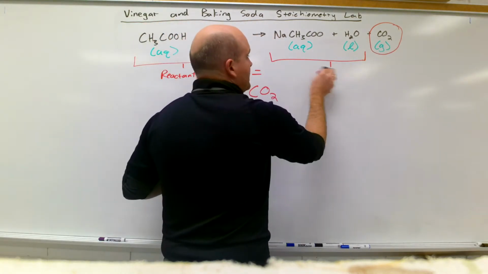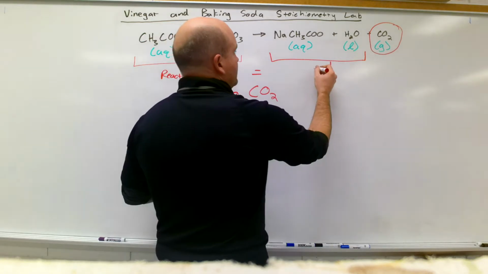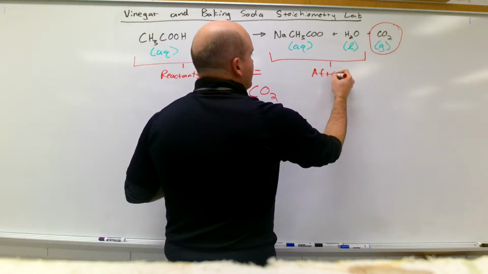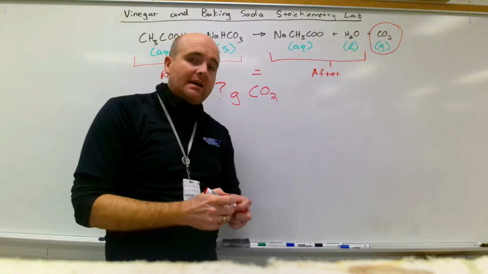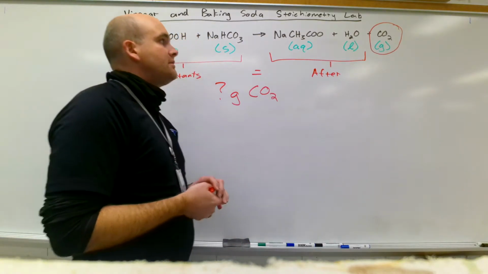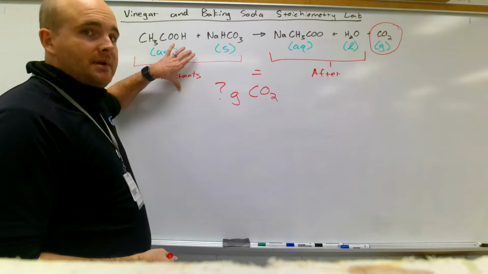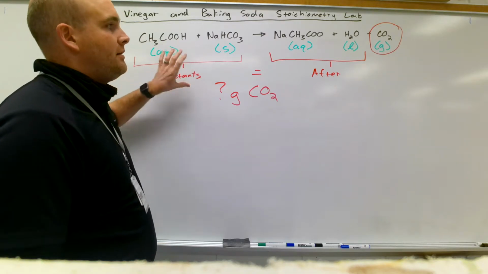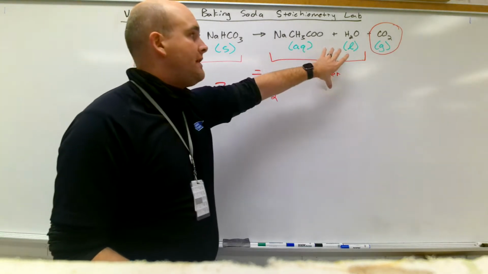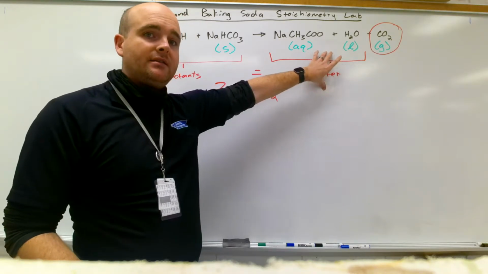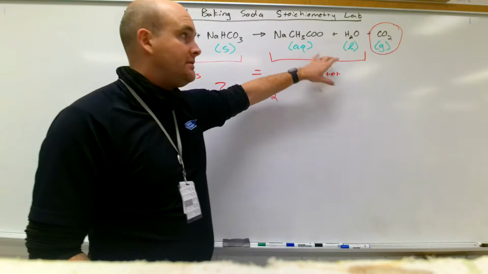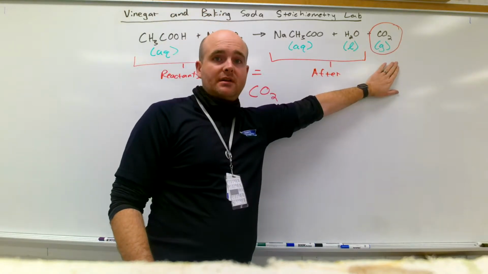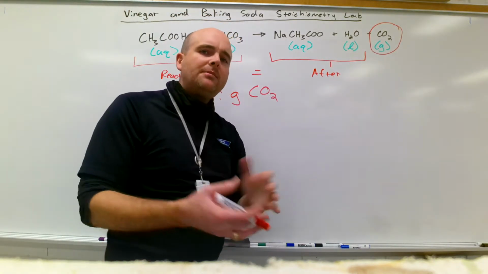So this is what we call the after. This is what happened at the end. This is the stuff we're going to be left with in a beaker. So we're going to find the masses of this in a beaker, and then find the mass of this at the end. If this minus this is going to equal the mass of your CO2. Okay? I hope that makes sense.